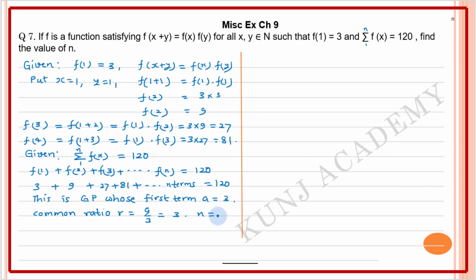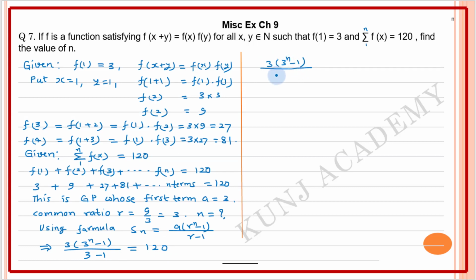Number of terms we have to find using the formula S_n = a(r^n − 1)/(r − 1). The first term a is 3, r is 3, so 3(3^n − 1)/(3 − 1) = 120.